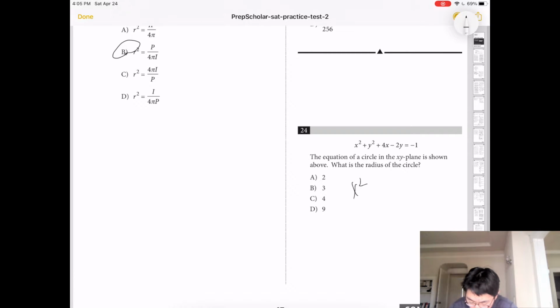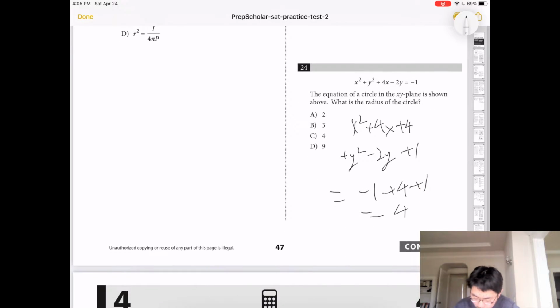Alright, for this one, it's x squared plus 4x. Add 4 on both sides, plus y squared minus 2y. Add 1 on both sides to get negative 1 plus 4 plus 1 equals 4. So (x plus 2) squared plus (y minus 1) squared equals 4. And you get the square root of 4, which is 2. So the answer is A, 2.